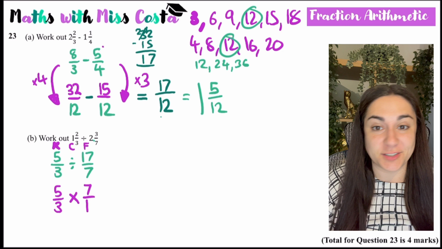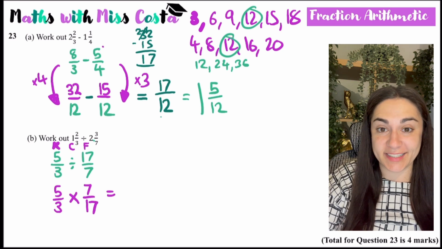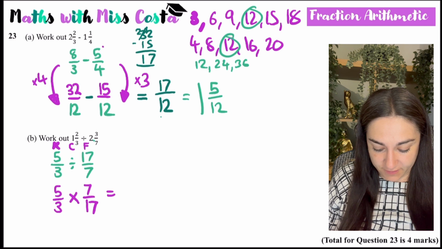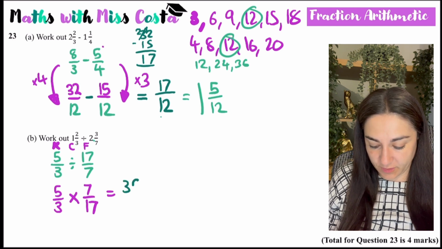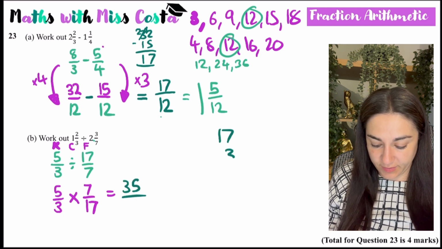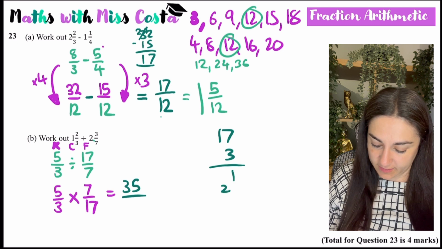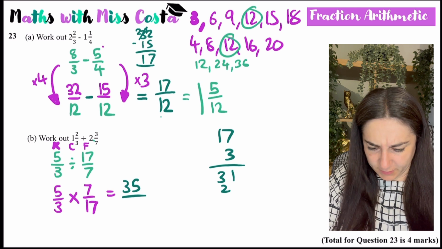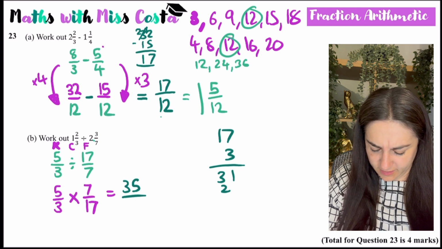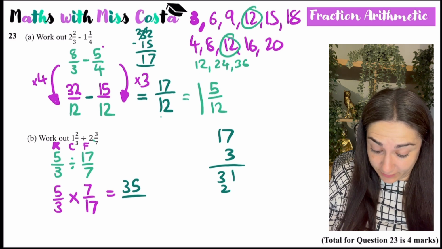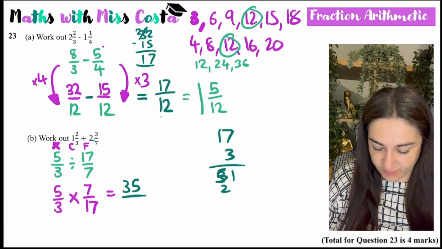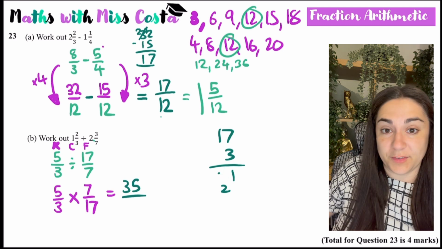And to multiply fractions, all we do is we multiply the numerators together and the denominators together. So 5 times 7 is 35, 3 times 17, 3 times 7 is 21, 3 times 1 is 1, add the 2 is 3. Have I done something wrong? 3 times 7 is 21. Oh, yes. 3 times 1 is 3, add the 2 is 5. It's been a long day. Let's just rewrite that. So that would be 51.